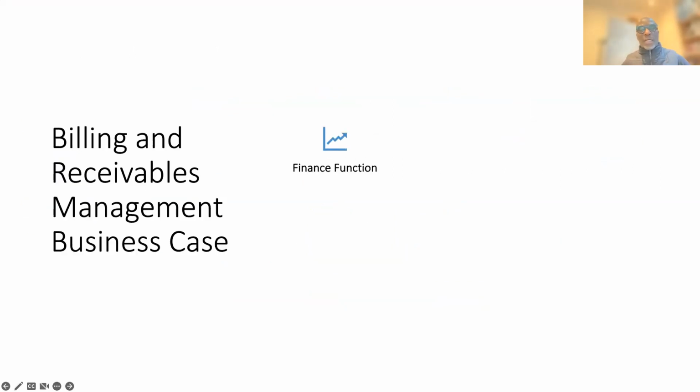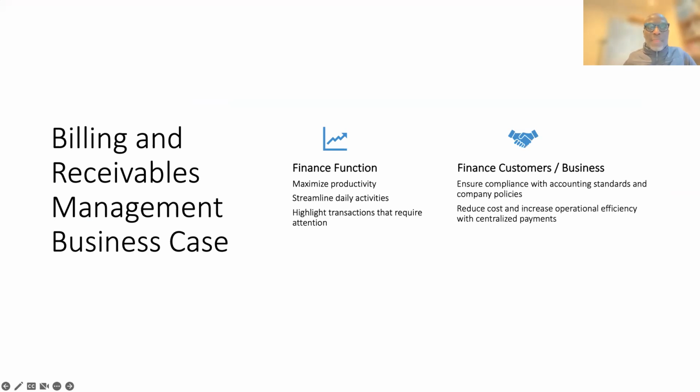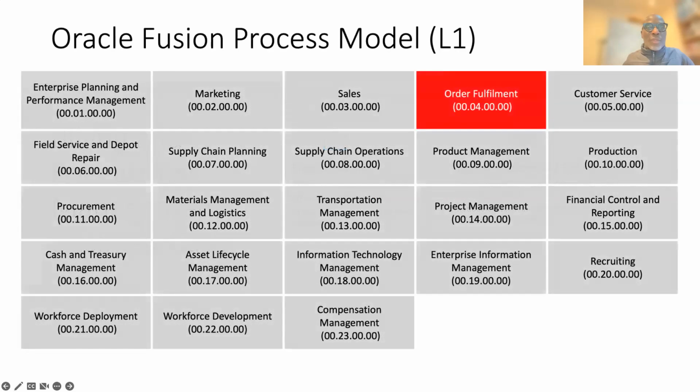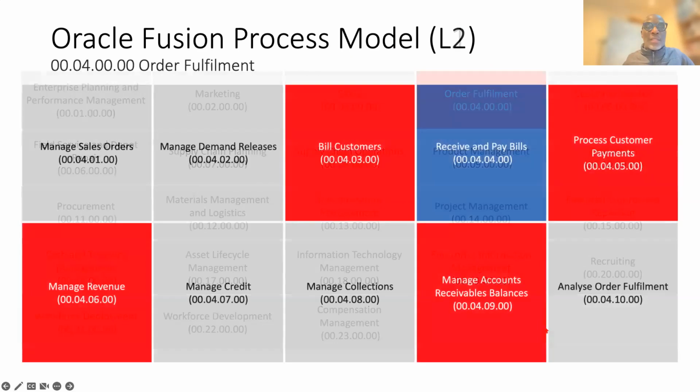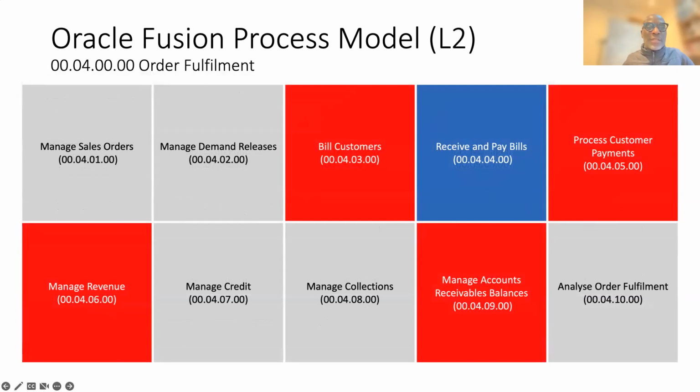Business case, I would say get yourself familiar with the structure, get yourself familiar with each of the business case, streamlining daily activities, highlight transaction directory. So these are examples. It's not limited to this. This could be expanded a lot more to look at specifics within each of the different businesses. Where it fits in within the process model is under order fulfillment, and then drills into different areas.